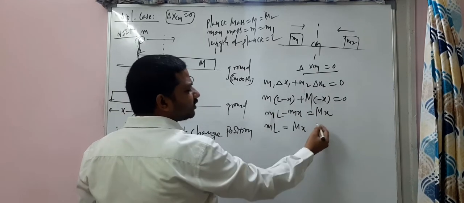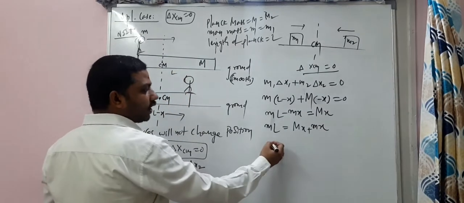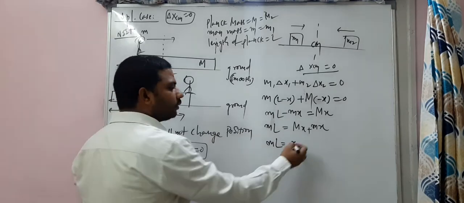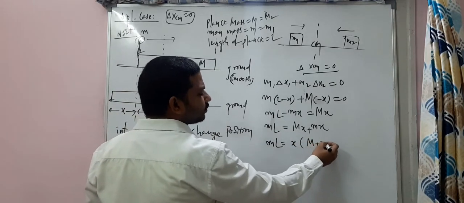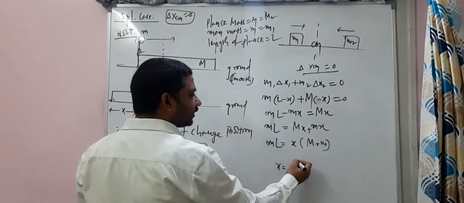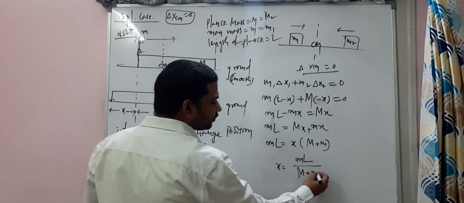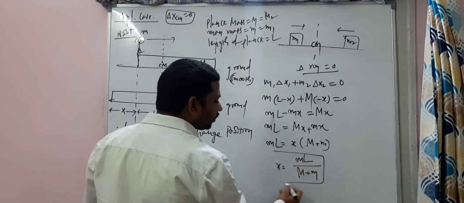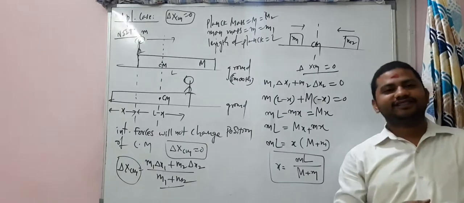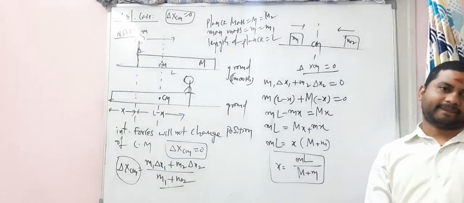So now small m into L is equal to x, if you take it common, capital M plus small m. So x is equal to, what is x here? Is it small mL by capital M plus small m, students? Students, I hope you understand the situation. This is the concept of the shift in the center of mass, my dear students. Right?